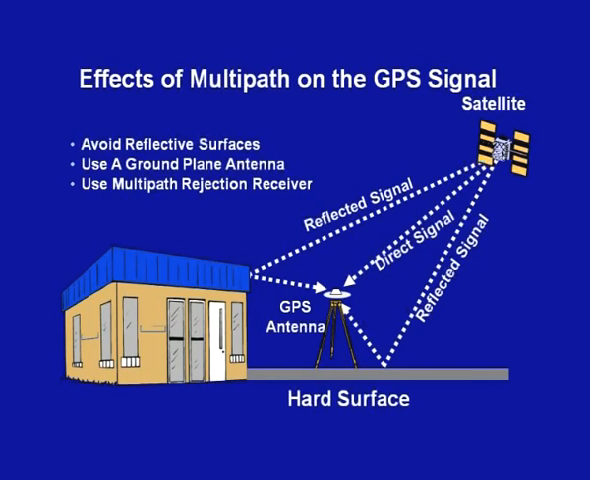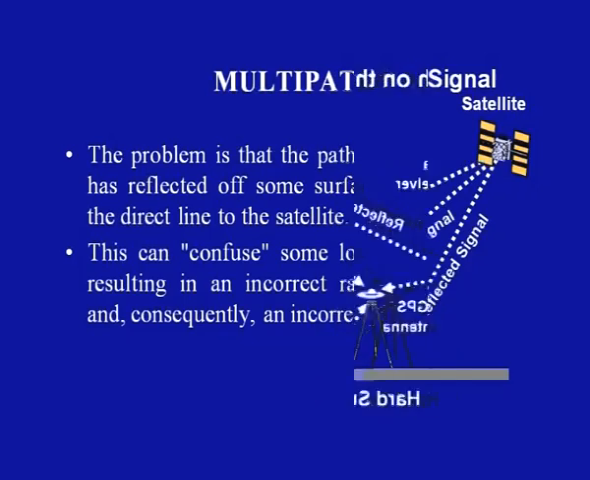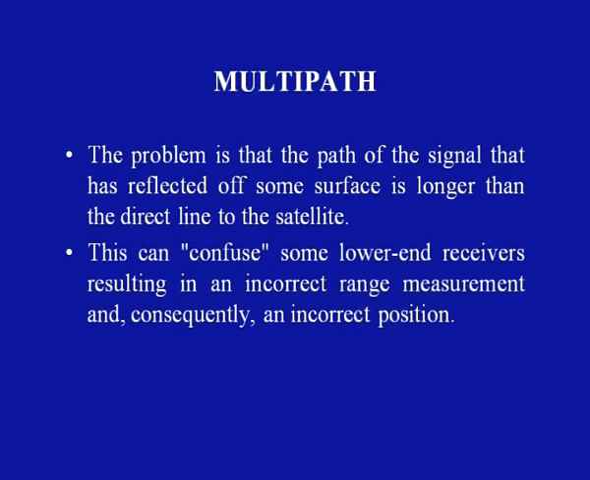which may come from the road surface or maybe from objects in the nearby vicinity of the GPS antenna where it has been placed. The problem is that the path of the signal that has reflected off some surface is longer than the direct line of the satellite. This can confuse some lower end receivers, resulting in an incorrect range measurement and consequently an incorrect position.